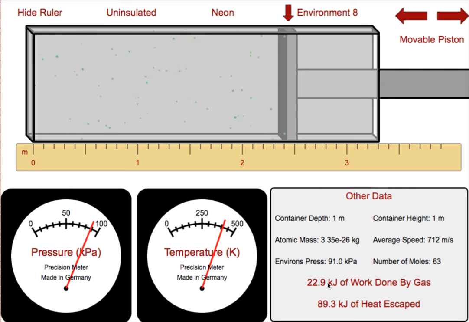Obviously, there are other data that you can collect and other experiments you can run. So you can look at how much work is done, how much heat escapes in different processes. You can investigate adiabatic processes by surrounding the piston in Owens Pink so that no heat can escape.